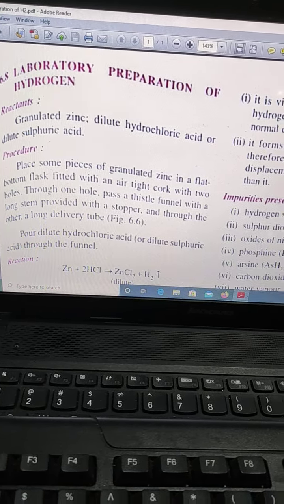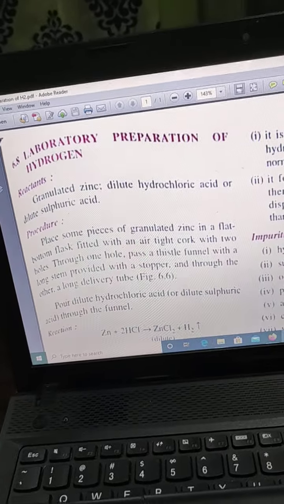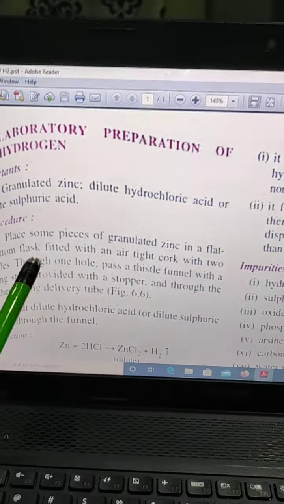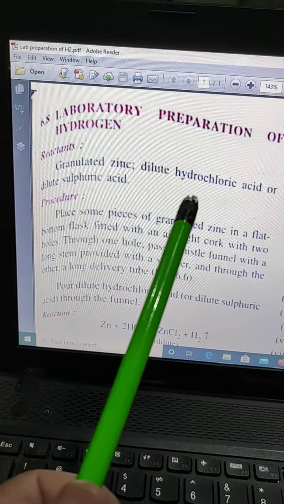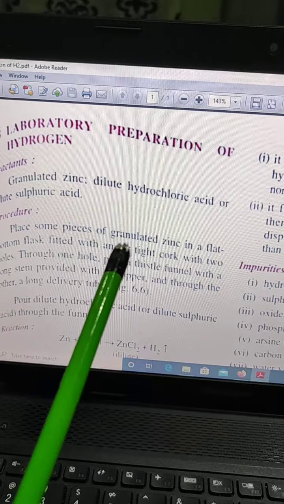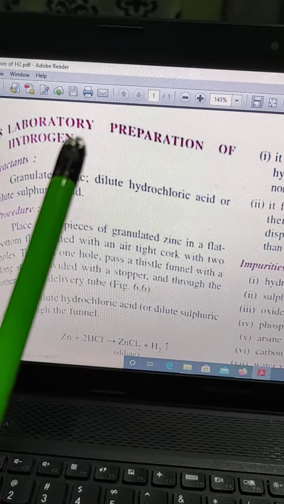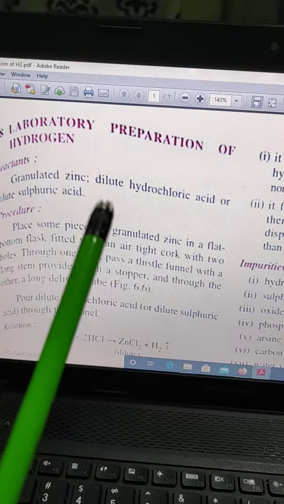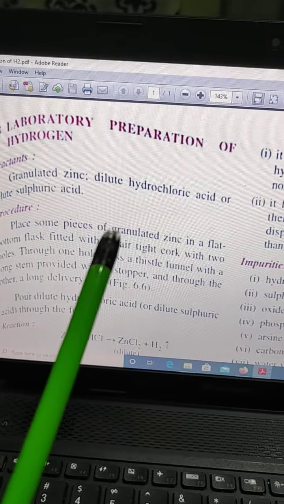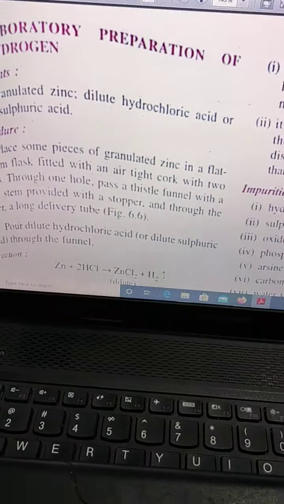So for this, the reactants or the materials required are granulated zinc and hydrochloric acid, or you can take sulfuric acid. These are the two main reactants needed for the laboratory preparation of hydrogen. Now, what is the procedure involved over here? That means how we'll carry out this process.